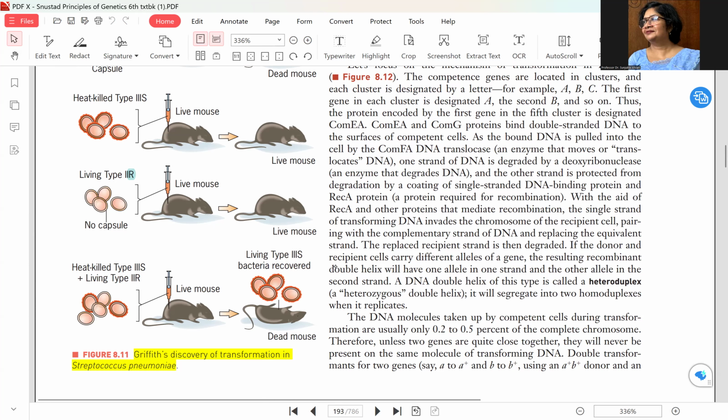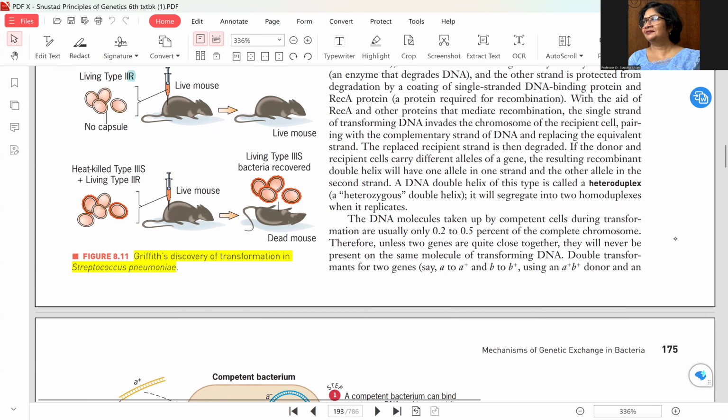The process of transformation is sensitive to DNase because DNase can break down the free DNA in the environment and can stop the process of transformation. And the process of transformation does not require contact between two bacterial cells because the transfer happens between free DNA and the bacterial cell which lives in the environment.